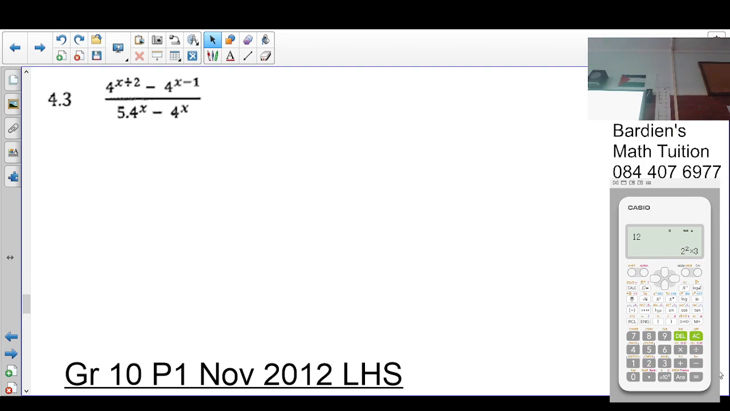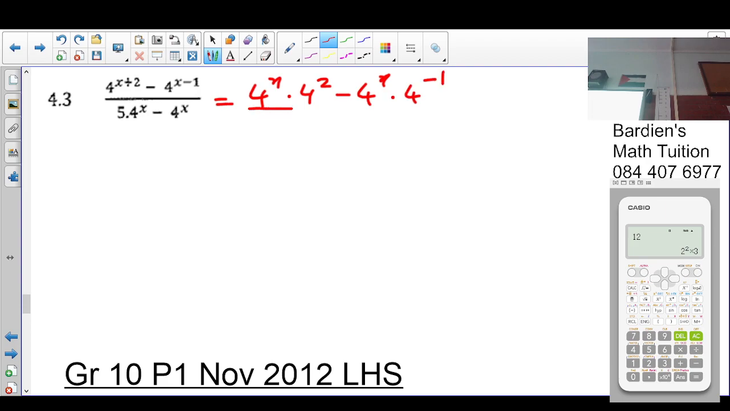We need to break up and factorize. So you see all these bases of 4. In this case, I'm not going to write it as 2 squared. Can you see that? Otherwise, if this was 2 squared, then I would have written it as 2 squared. But only keep it as 4. So it's going to be 4 to the x times 4 squared minus 4 to the x times 4 to the negative 1, over 5 times 4 to the x minus 4 to the x.